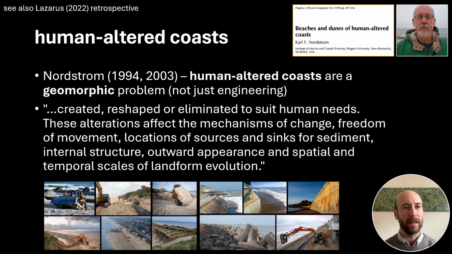So Nordstrom pointed out that human altered coastal features are created, reshaped, or eliminated to suit human needs. These alterations affect the mechanisms of change, freedom of movement, locations of sources and sinks for sediment, internal structure, outward appearance, and spatial and temporal scales of landform evolution. That's what makes a human altered coast a geomorphic problem; these are geomorphic sensibilities.